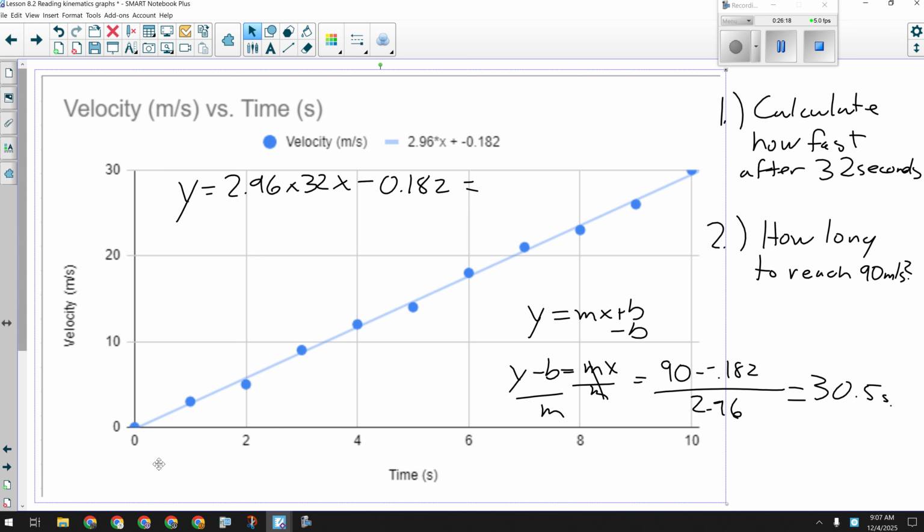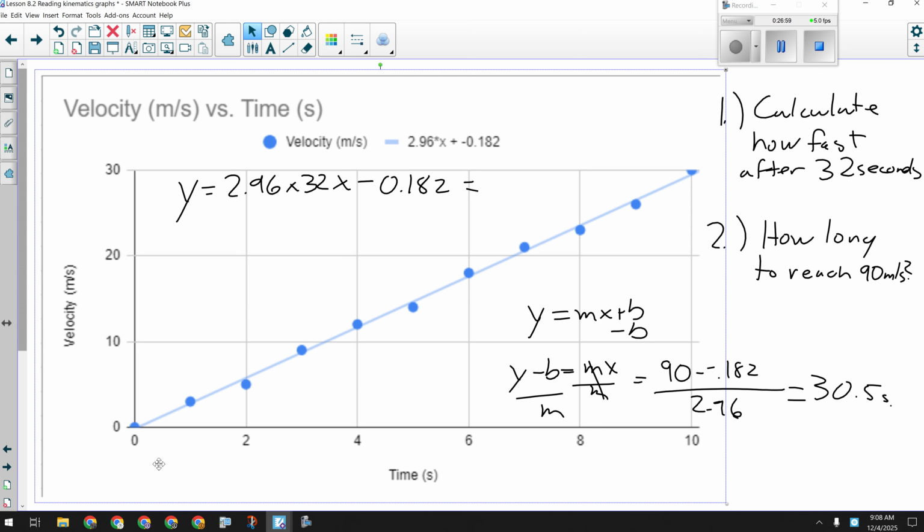Okay, on this graph, the 2.96, the slope, what does that represent? Again, I'm walking you through the method I want you to use here. Slope on any graph is the rate at which y changes over x. The rate at which velocity changes over time. What do we call a change in velocity? Acceleration. The slope on this graph represents the acceleration of the object.